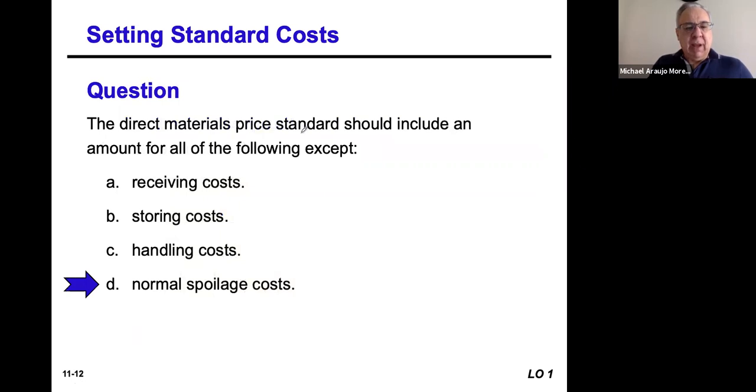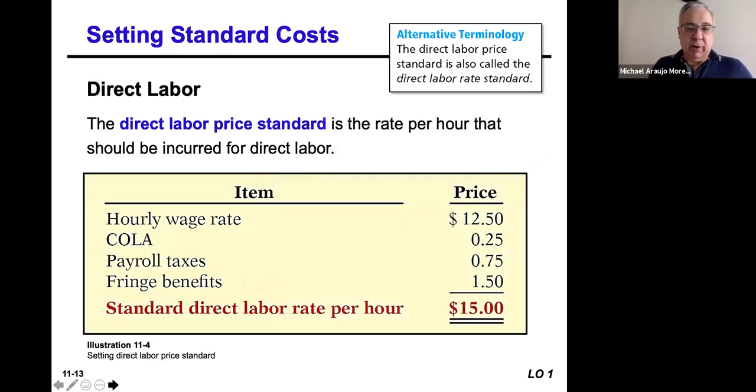Okay. So the question here, the direct materials price standard should include an amount for all except what we call normal spoilage. Depends. Again, some businesses will include a spoilage factor.